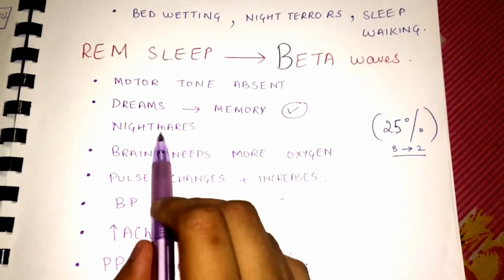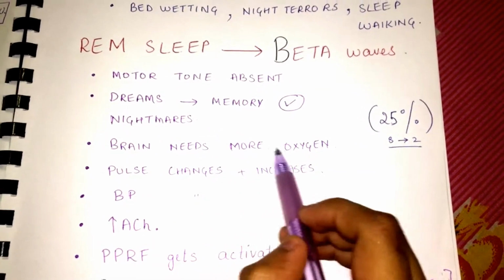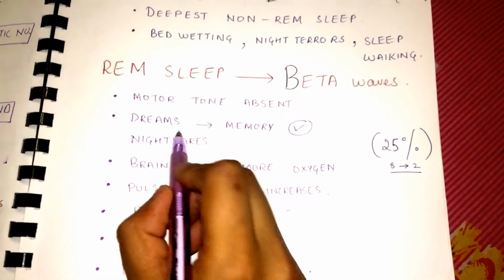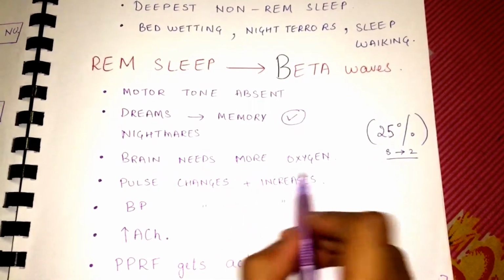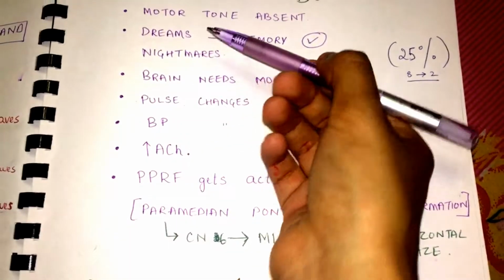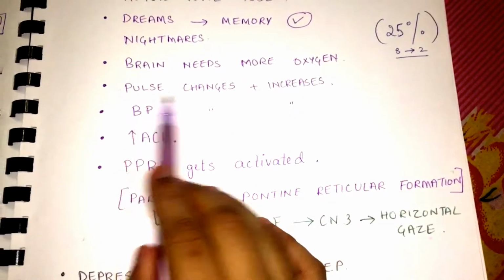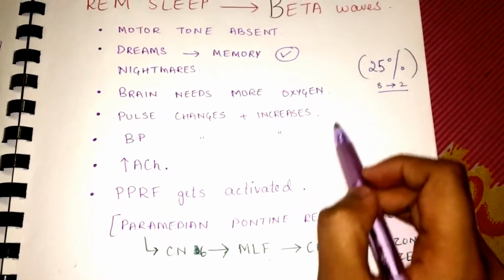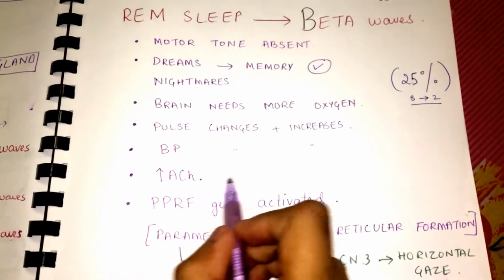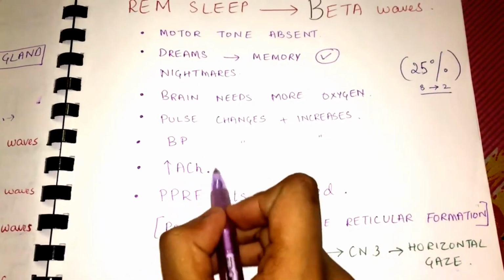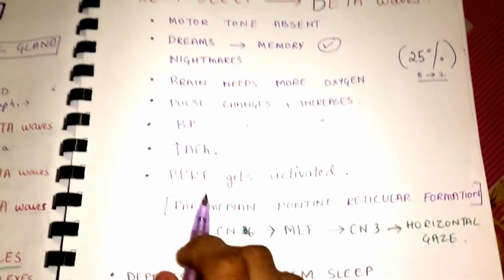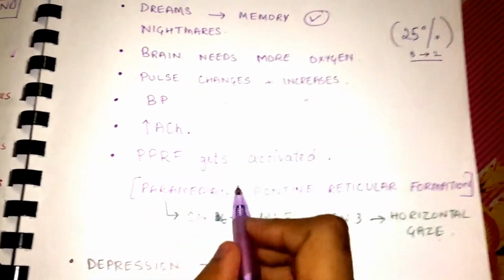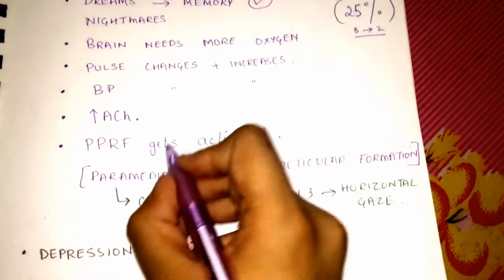At that time, since the brain is doing some function, it will need more oxygen, because even though you're asleep, your brain is doing function by creating these dreams, the nightmares, and other things. Also, depending on the dreams and the nightmares, the pulse and the BP are variable. They may change, and most of the times it increases. And also the acetylcholine goes up in REM sleep. We studied about this in the neurotransmitters section, so you can watch that video also. The PPRF, the paramedian pontine reticular formation, gets activated.